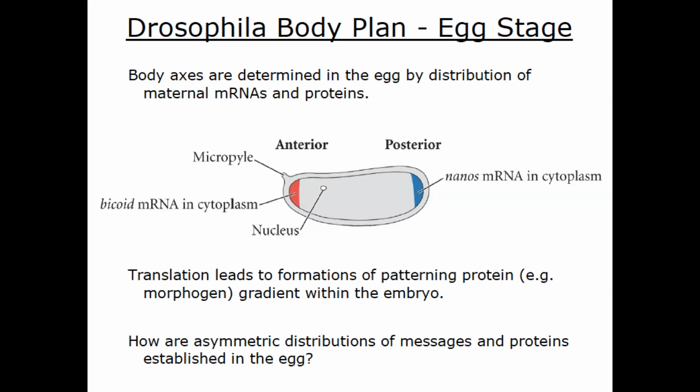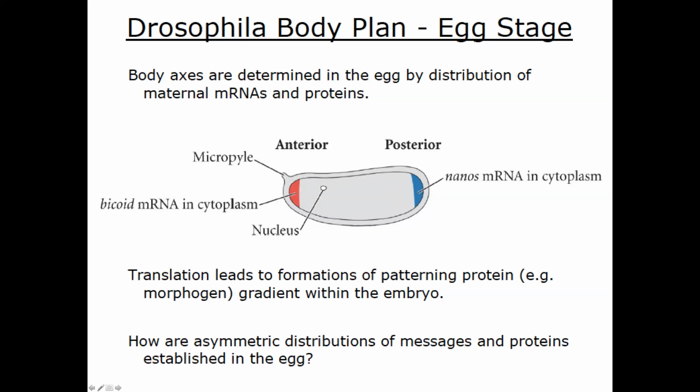And however, they migrated. So for nanos mRNA to be, so bicoid mRNA is actively transported along the microtubules. So bicoid mRNA itself, along with its mRNA binding proteins, is actively transported into the anterior end.